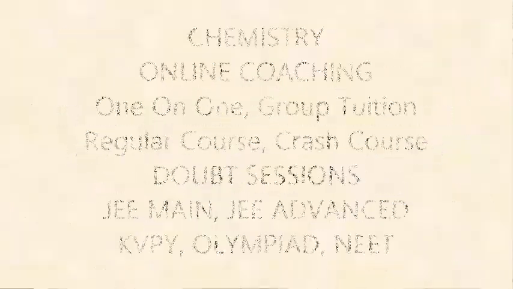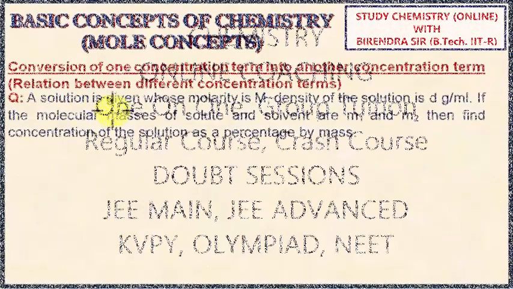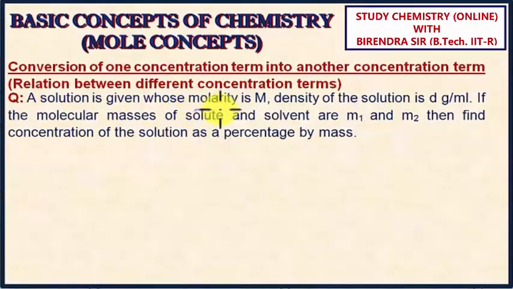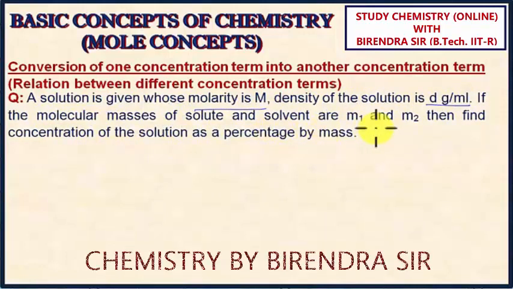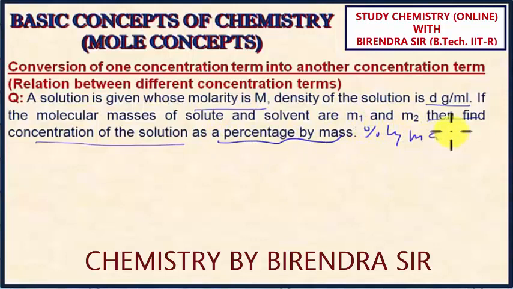Now I'll take one more similar type of question to understand this conversion method in a better manner. Here the question says, a solution is given whose molarity is capital M, the density of the solution is d gram per ml. If the molecular masses of solute and solvent are M1 and M2 respectively, then find the concentration of the solution as percentage by mass. So here percentage by mass is the unknown concentration and molarity is the known concentration. So again, it's a conversion type question.